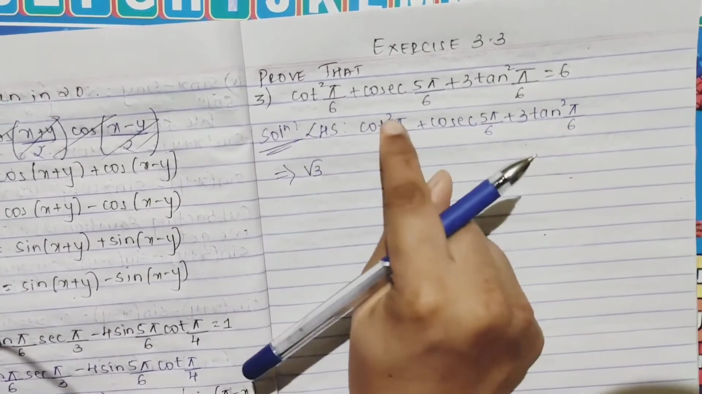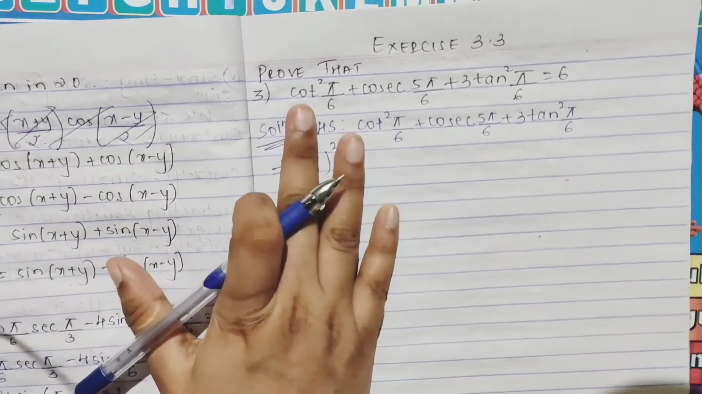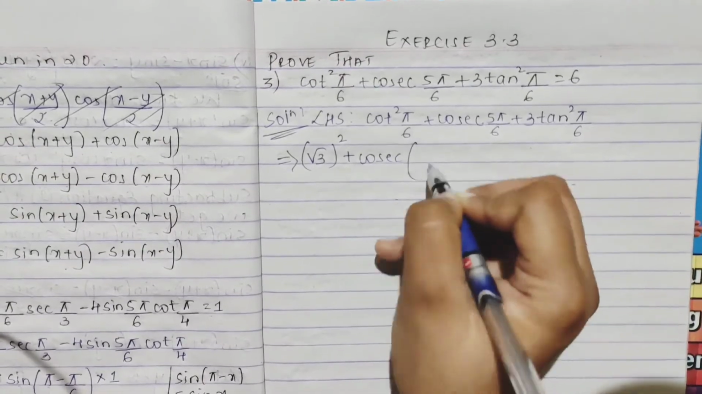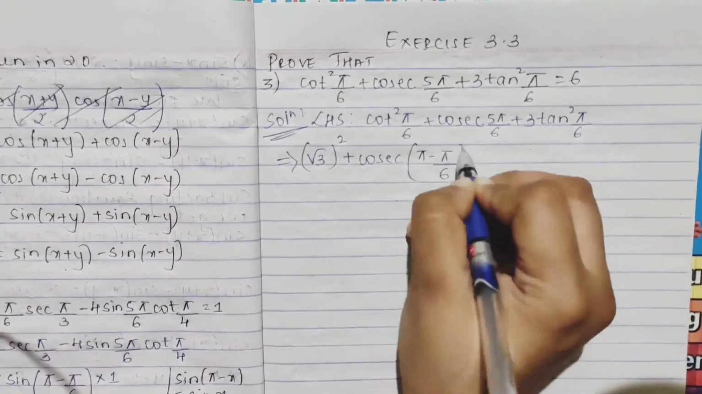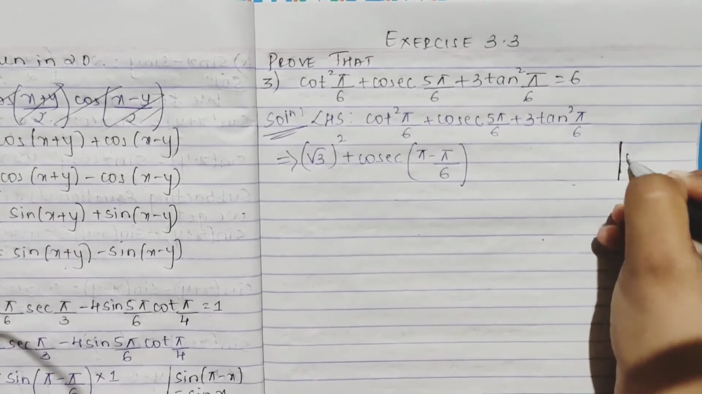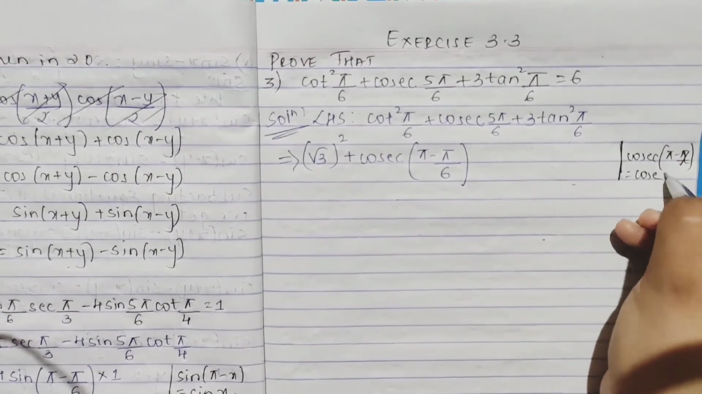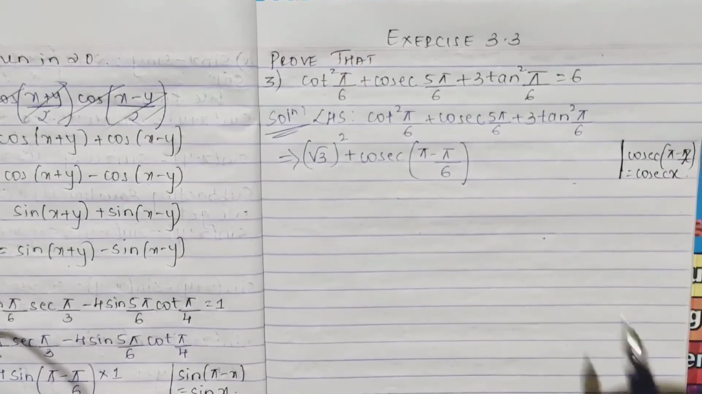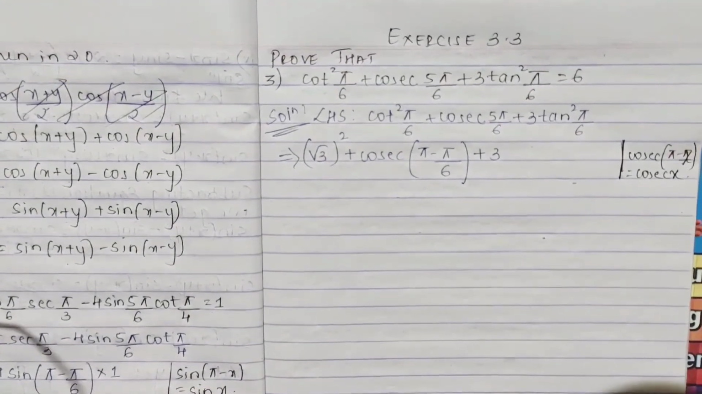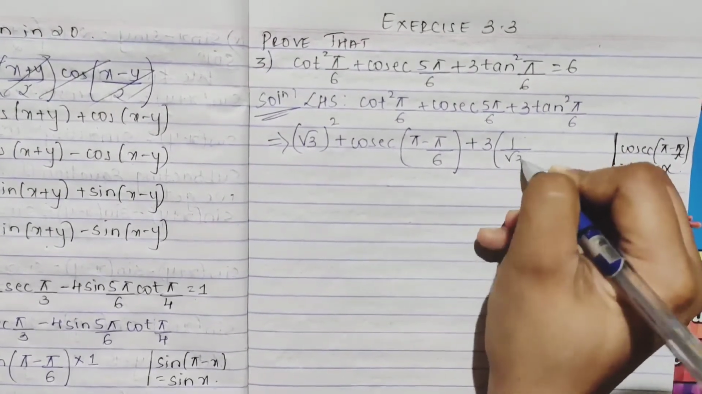Okay, so here cot pi by 6 value is what? Root 3. But see, this is squared, so the whole thing is squared. Plus cosec 5 pi by 6, how you have to take? You know that cosec of pi minus pi by 6. Even this also will be the same. See, cosec of pi minus x is cosec x. So you'll get the same, plus 3 tan pi by 6, what you'll get? Tan 30, I guess it is 1 by root 3, right? Yeah, it is 1 by root 3.